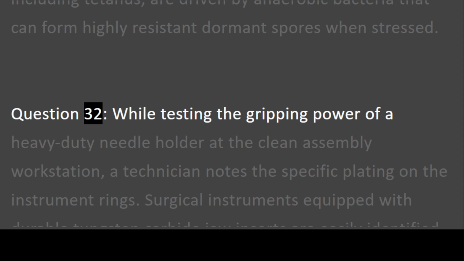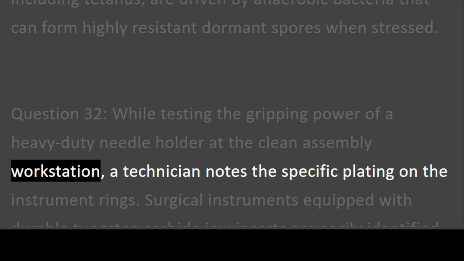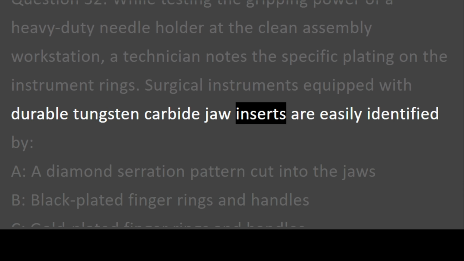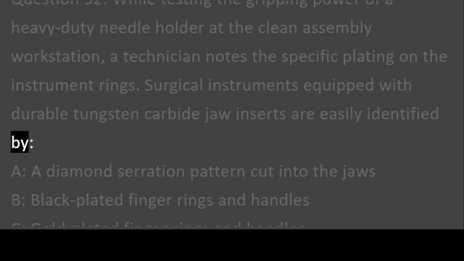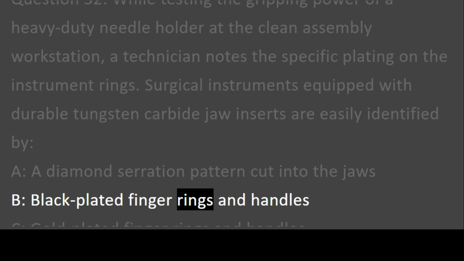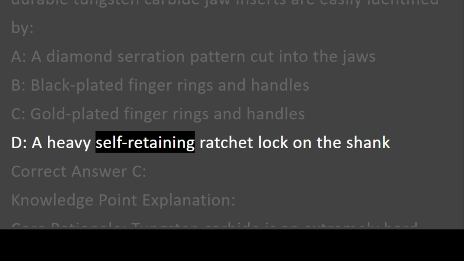Question 32. While testing the gripping power of a heavy-duty needle holder at the clean assembly workstation, a technician notes the specific plating on the instrument rings. Surgical instruments equipped with durable tungsten carbide jaw inserts are easily identified by A. A diamond serration pattern cut into the jaws, B. Black-plated finger rings and handles, C. Gold-plated finger rings and handles, D. A heavy self-retaining ratchet lock on the shank.